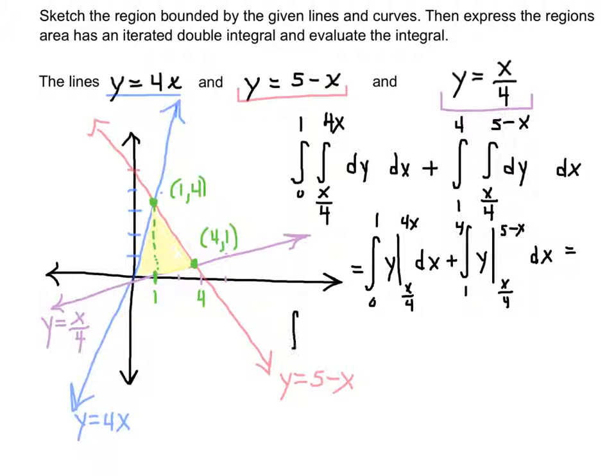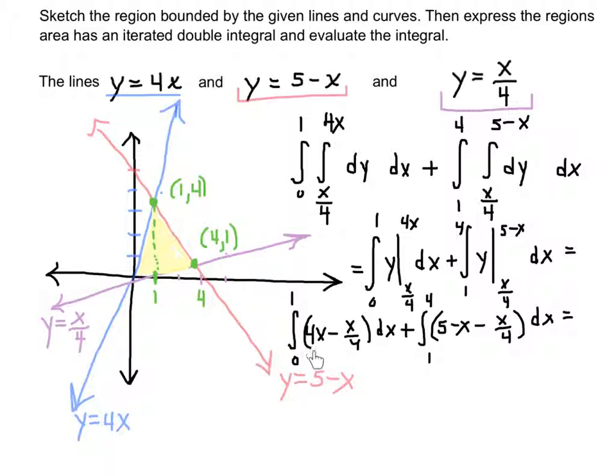And now we're going to keep going. Let's pull this over. We're going to integrate from 0 to 1, and by the fundamental theorem of calculus, part 2, we have 4x minus x over 4 dx, plus the integral from 1 to 4 of 5 minus x over 4 dx. So let's simplify these integrands.